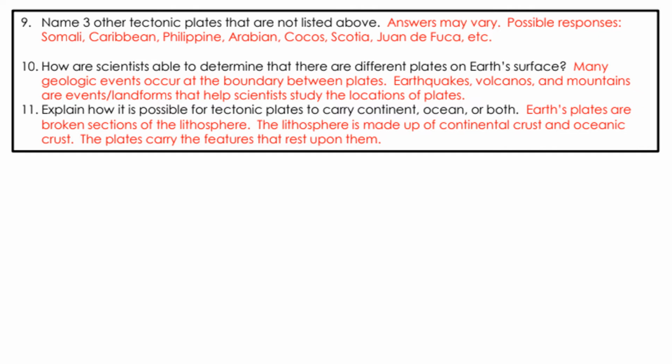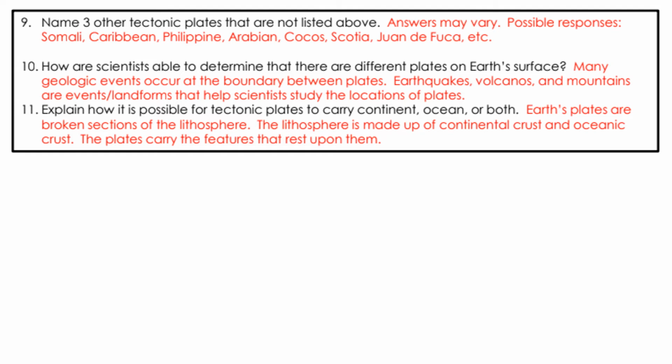Name 3 other tectonic plates that are not listed above. So these would be the subplates, right? So we've got the Somali, Caribbean, Philippine, Arabian, Cocos, Scotia, and the Juan de Fuca plate are just some of them. How are scientists able to determine that there are different plates on Earth's surface?